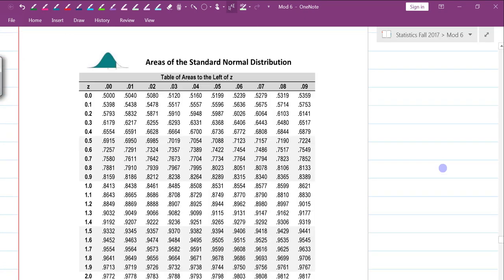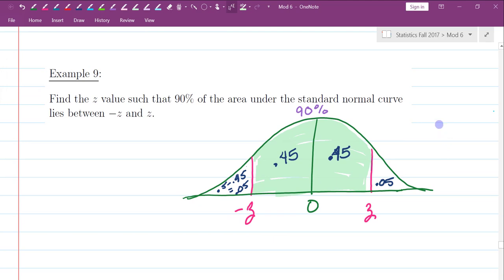So that means right here I get a negative 1.645, and over here I get a positive 1.645. So what is my z value such that 90% of the area under the standard normal curve lies between negative z and positive z? My z value is 1.645.